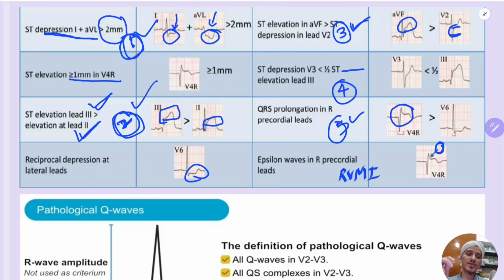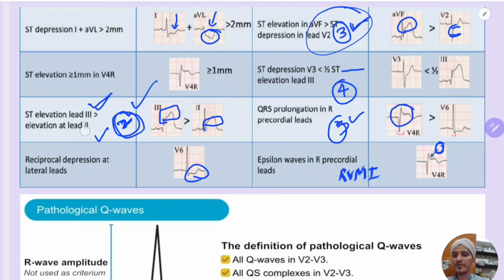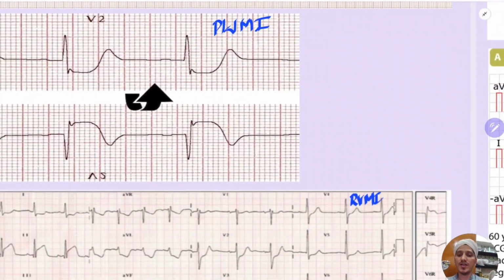So 2 and 3 you are comparing: 3 will be more than 2. So this is in terms of elevation and this is in terms of depression. Now you are comparing elevation and depression. So elevation in AVF should be more than depression in V2. Now we will see these changes in the previous ECG. That's how we suspect right ventricular MI. Okay, see here.